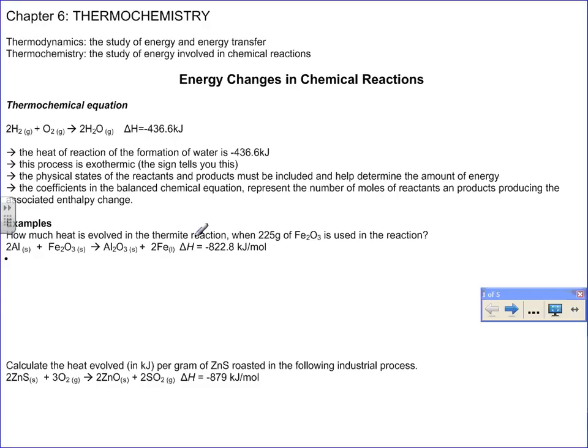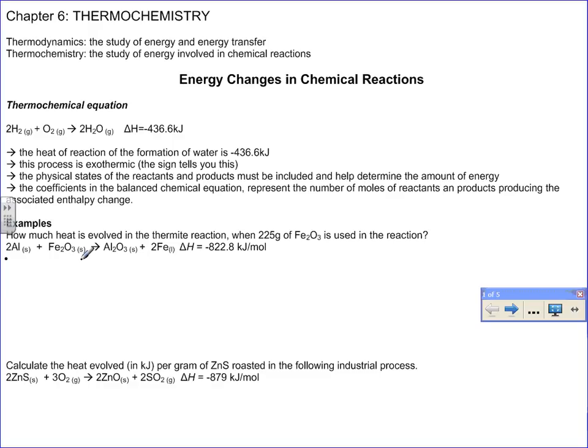So the reaction that we saw the other day was the Thermite reaction, and this was the reaction between aluminum and rust or iron oxide. And what we want to know is the amount of heat that was actually released when 225 grams of the iron oxide was used in the reaction. So we've got a specific gram amount or mass of the rust that was being used. And in the thermochemical equation here, we've got the number of kilojoules that are released per mole. And then in this case, it's per 1 mole of iron 3 oxide.